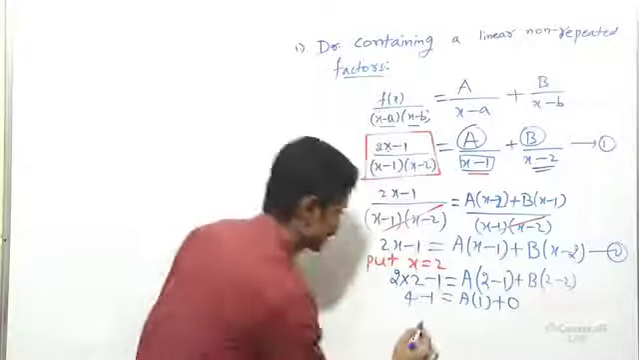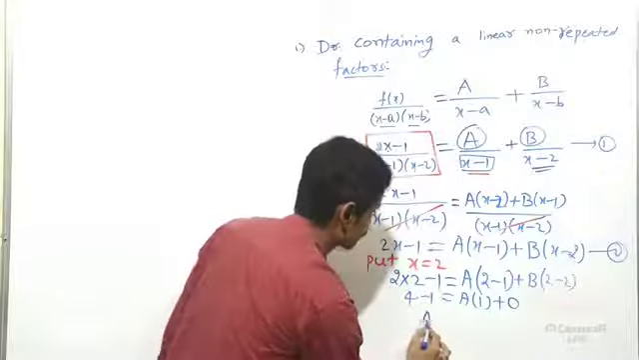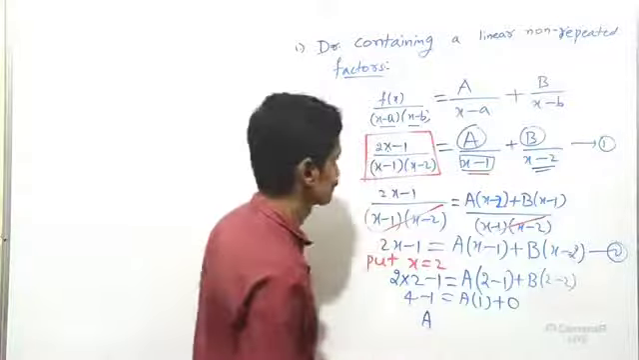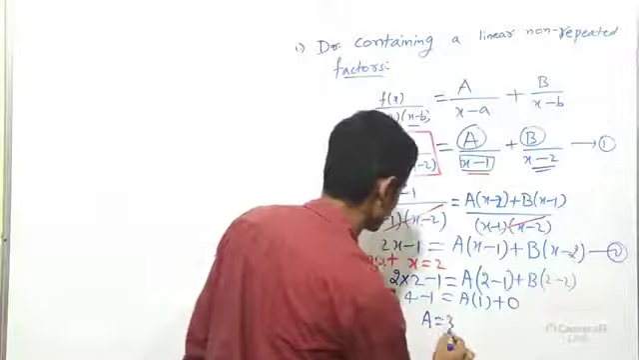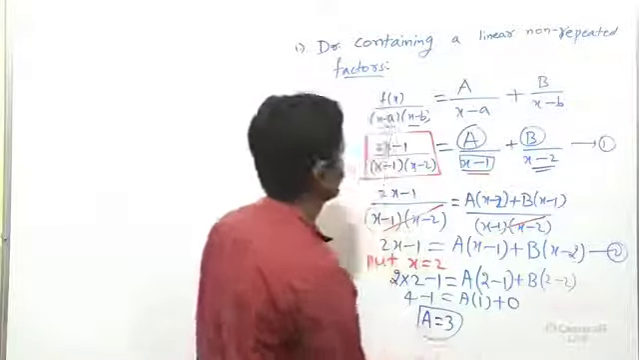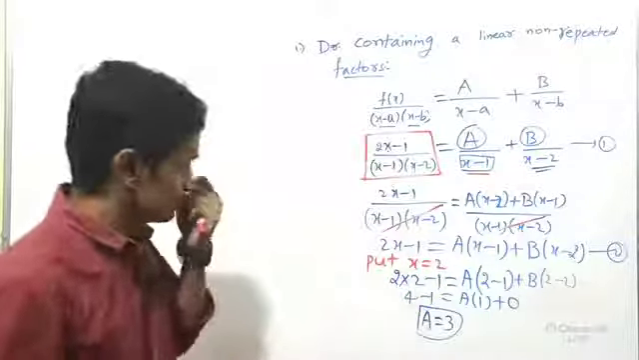Then what is left out is your a value. That a value becomes how much? That is 3. What is our a value? 3. Correct?